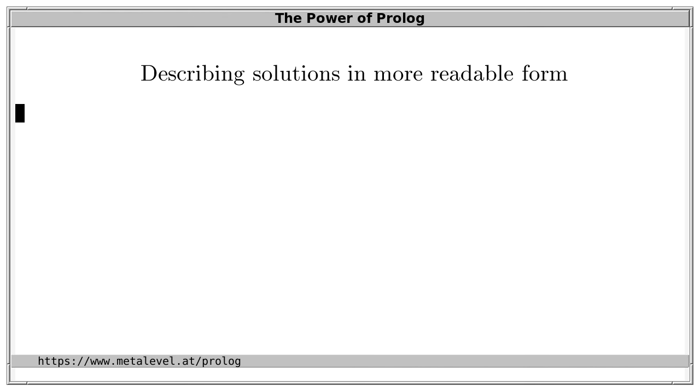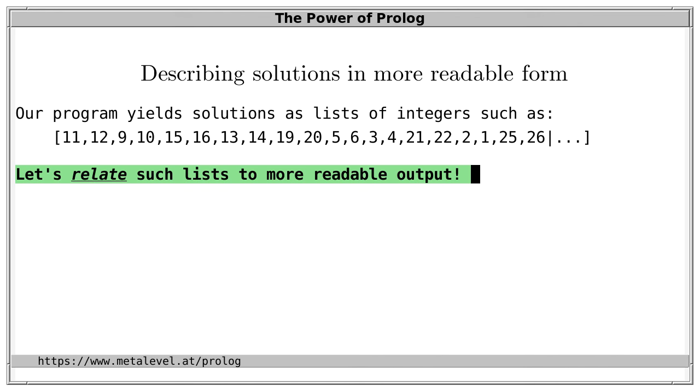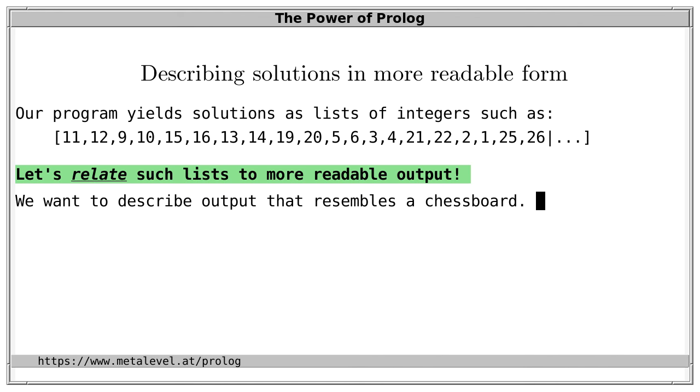And speaking of solutions, we now get solutions like this. A list of integers where each integer denotes the successor of the node at that index. That's not very readable, right? For instance, where's the first move going? It's hard to see. So let's relate such lists to more readable output. We want output that resembles a chessboard.